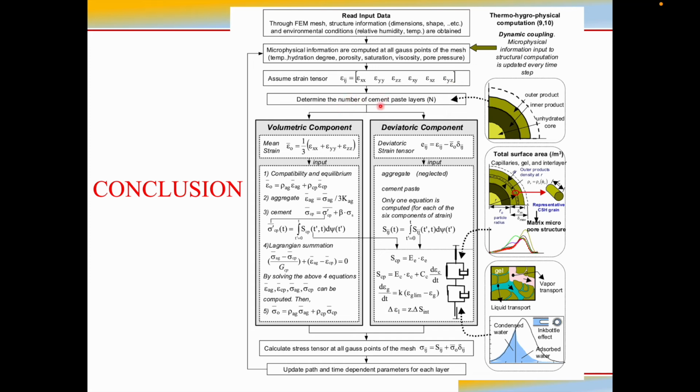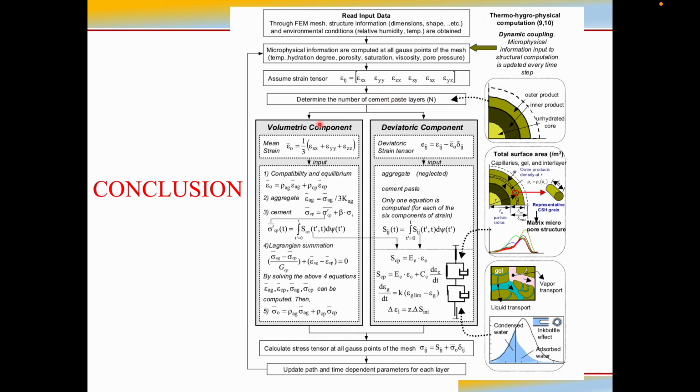After that, we need to determine the number of cement paste layers. As you can see here, at the core position there is no hydration phenomenon, but when the hydration starts, we get the inner product. The product is the hydration product, and when the hydration continues, we get the outer products. So this layer just keeps on growing bigger and bigger. When we do the calculation, we need to determine the number of these layers.